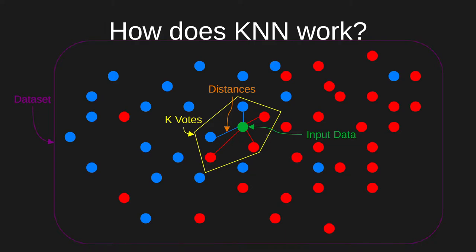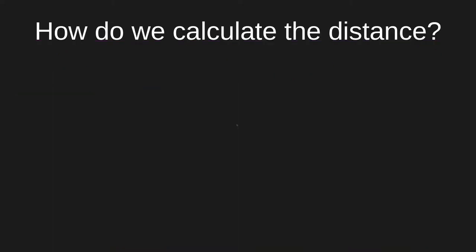So what we're going to do from here is count these votes. We see that we have 2 blues and 3 reds. So out of the nearest neighbors, 3 of them are red, so we would classify this one as a red one. And you can increase or decrease your k value depending on what kind of application you want. Sometimes it might be necessary to have a greater number of votes, sometimes a fewer number of votes. Again, it depends on your application. So that's how KNN works.